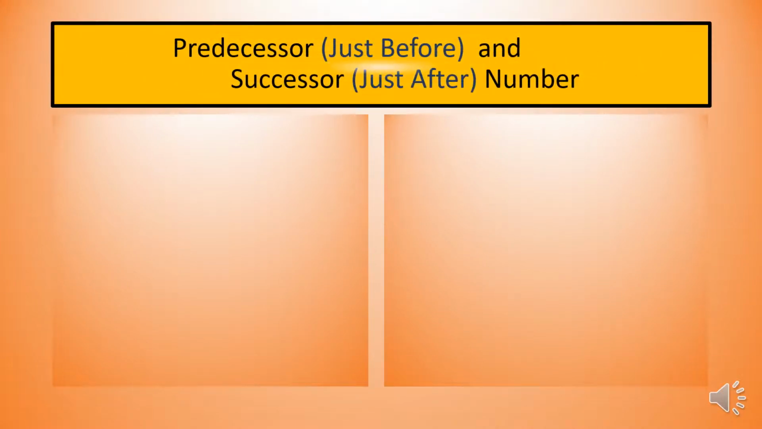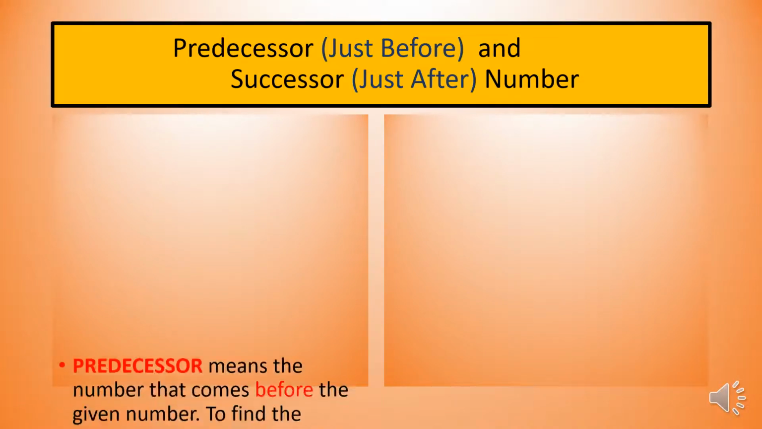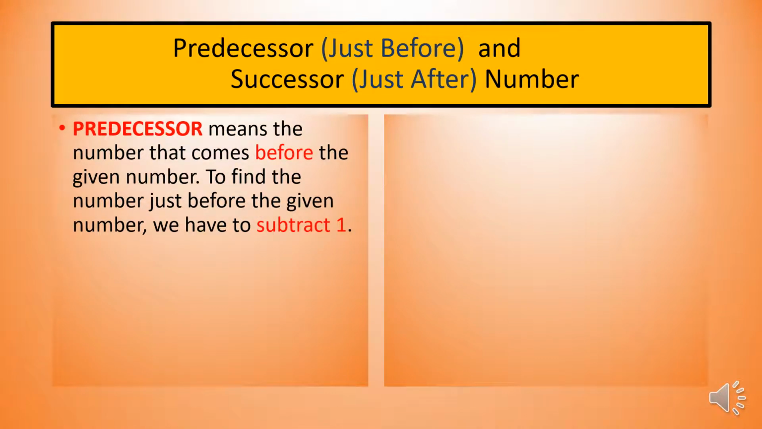Now let's begin with the second subpart, that is predecessor and successor number. Predecessor means the number that comes before the given number. That is, which we have already studied in first standard, before numbers and after numbers. To find the number just before the given number, we have to subtract 1. That is, to find a predecessor, we have to subtract 1 from the given number.